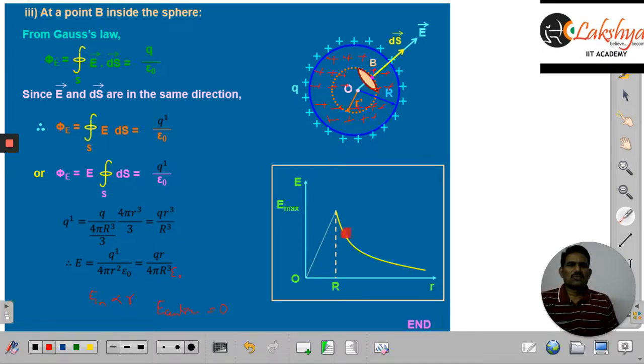So for this uniformly charged sphere, the electric field is a continuous variation. Inside the field will be there and outside also the field will be there. It is varying continuously, whereas due to the shell it is a discontinuous variation. That you should remember, because sometimes I will mention in the options whether it is continuous or discontinuous variation. So these are some standard derivations based on the Gauss law.